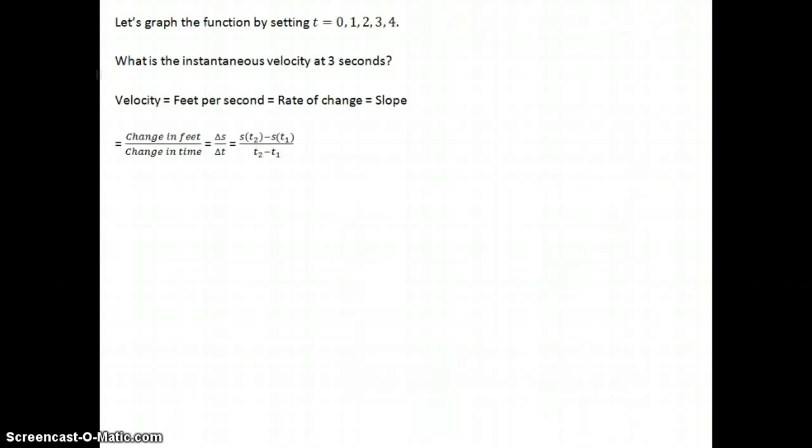So I'd like to figure out what is the instantaneous velocity right at 3. What is the rate of change right at 3 seconds? Now velocity is equal to feet per second, which is the rate of change, which is literally the slope of the function. So we're going to look at the change in feet over the change in time. Now that triangle there in front of the s and the t simply means change.